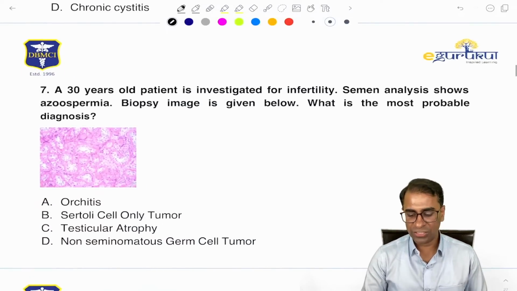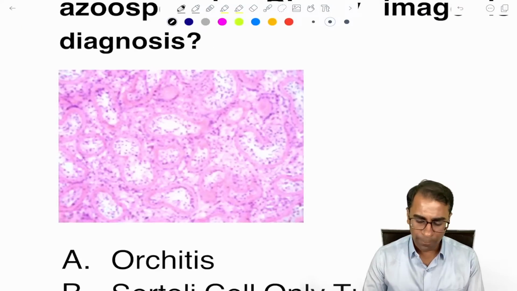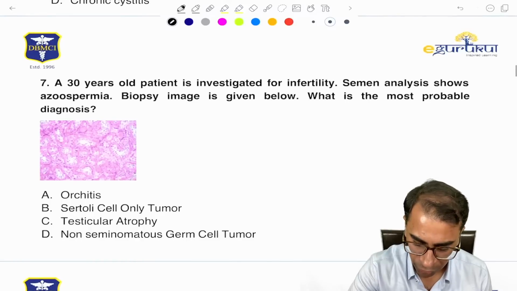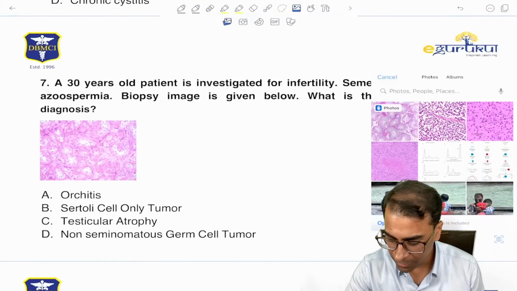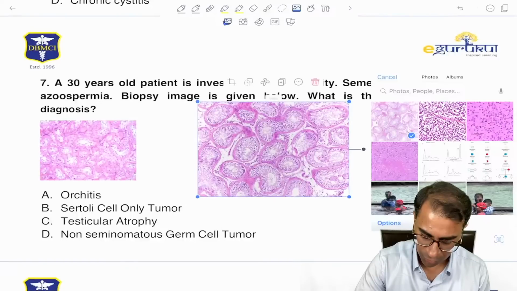A 30-year-old patient was being investigated for a case of infertility, and what you see here is not a very clear image. What this shows actually is a case of just a Sertoli cell area.